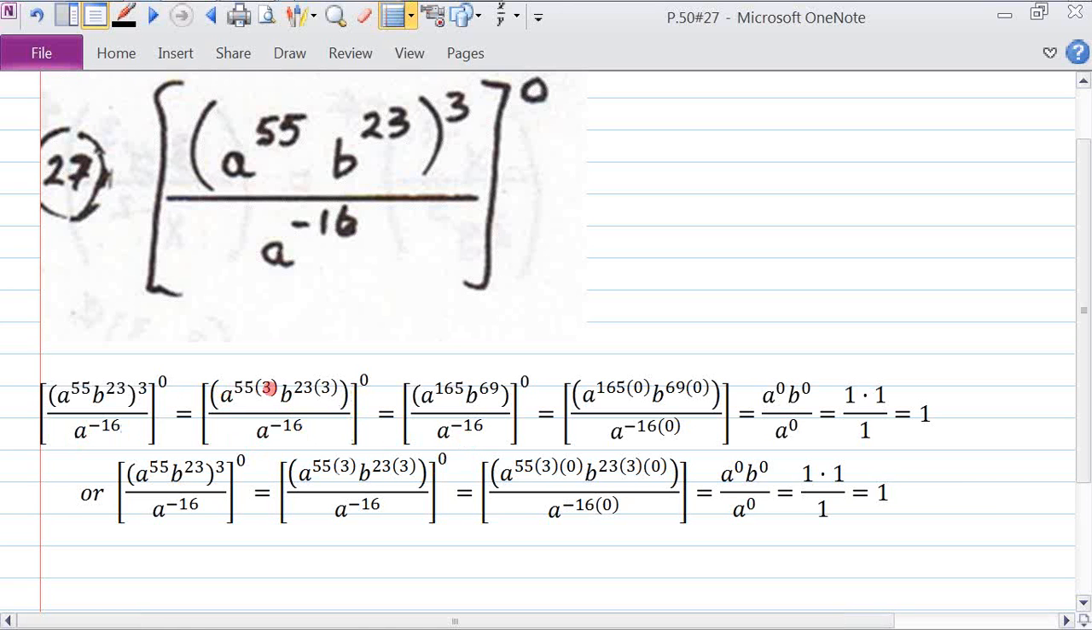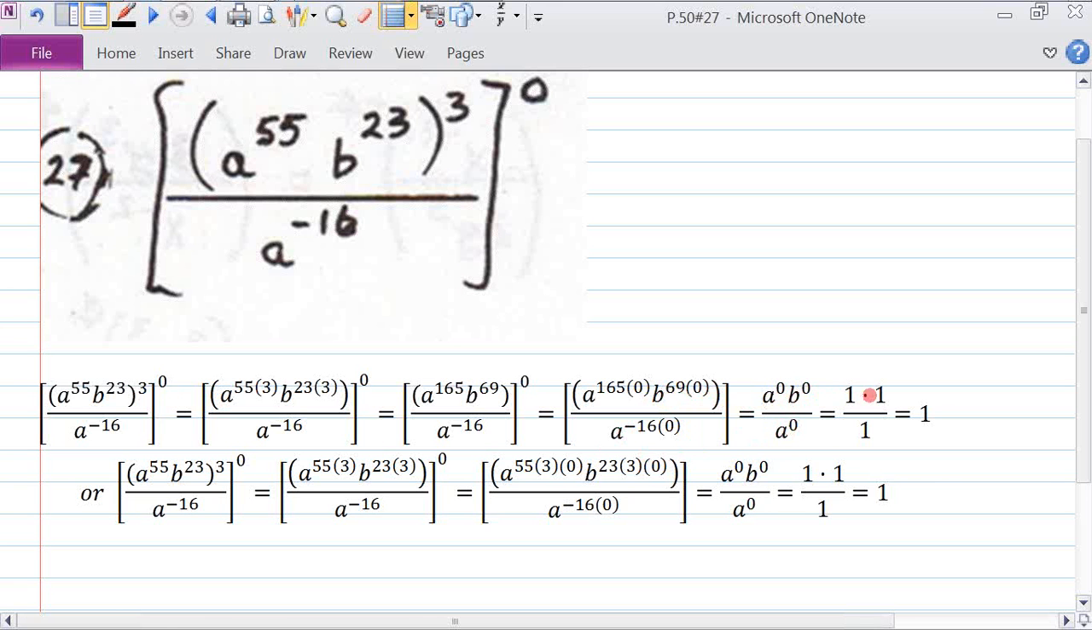Now 3 times 55 is 165. 3 times 23 is 69. And this stays the same. So all we're doing is multiplying this times this and that times that and coming out with these numbers. Now we're going to multiply the 0 times the 165, the 0 times the 69, and the 0 times the minus 16. So we do that here, and anything times 0 is 0. So we get a to the 0, b to the 0, and a to the 0.